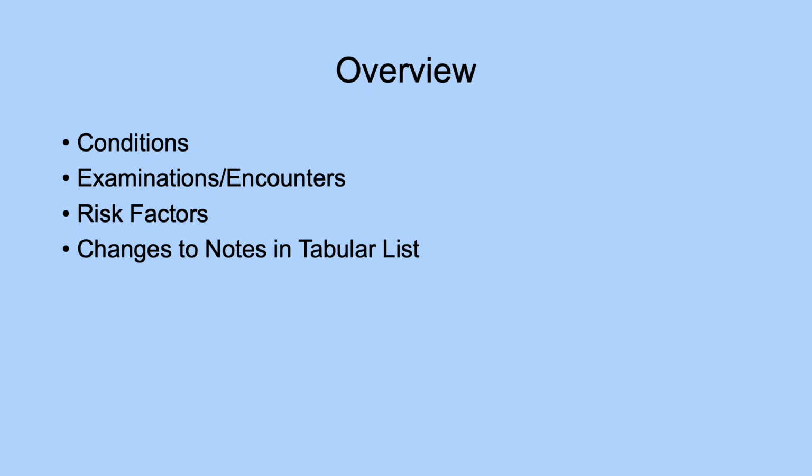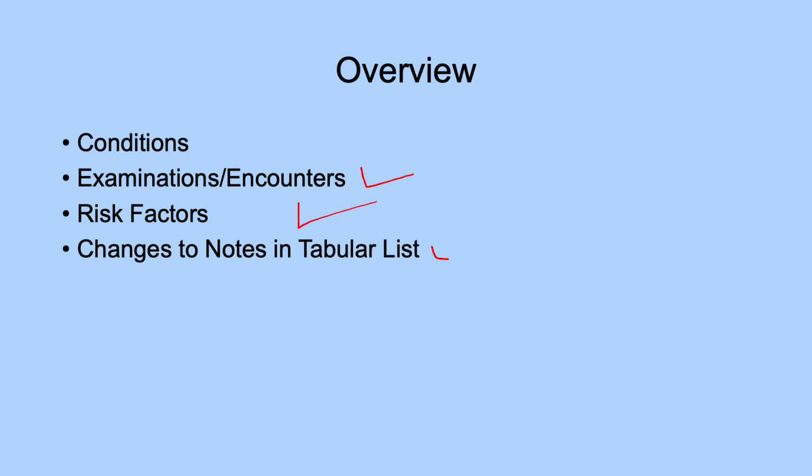For example, code N06.2, glomerulonephritis, was expanded to include specific types such as primary and secondary. Some of the codes have changes in both the guidelines and corresponding changes in the tabular list. So new codes were added for examinations, encounters, screenings. Other codes were revised. There are also new and revised codes for risk factors.